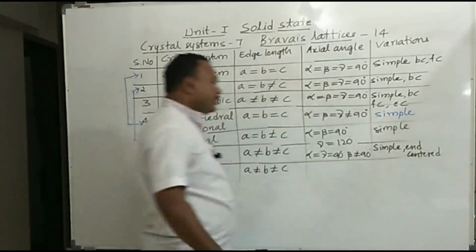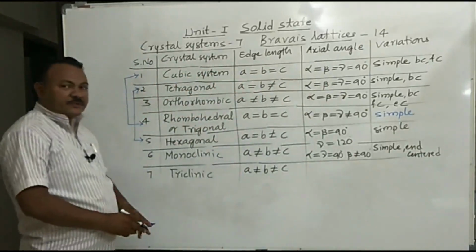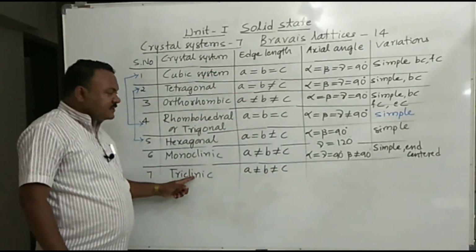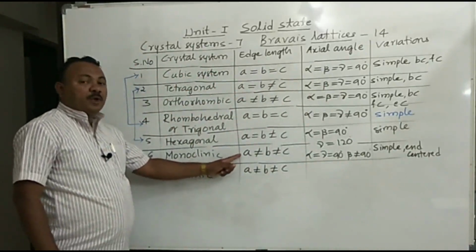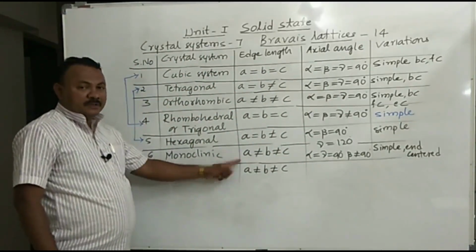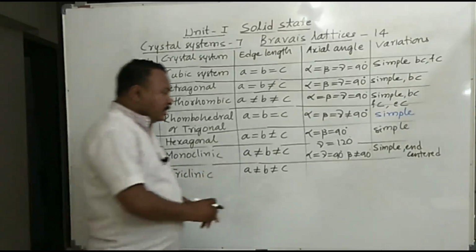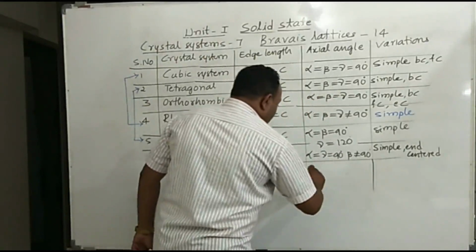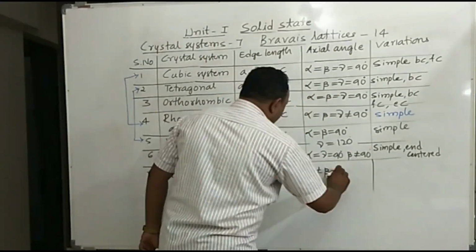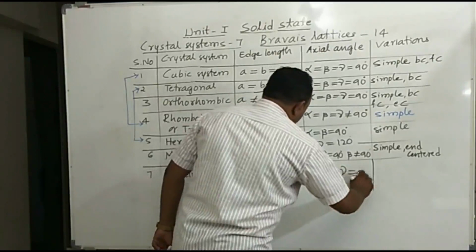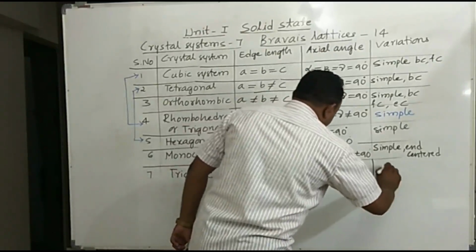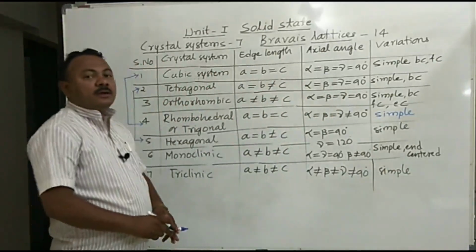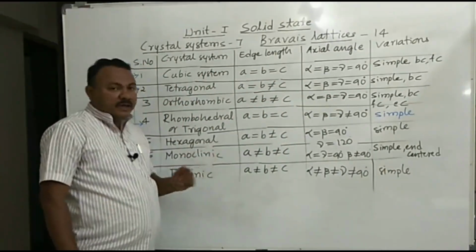Now the last type of crystal system, the triclinic system. As I told you, whenever you get the word clinic with respect to crystal system, remember all edges are going to cancel. A not equal to B not equal to C in both. This is the most unsymmetrical system. Last one, triclinic: alpha not equal to beta not equal to gamma not equal to 90. Only one variation, the simple unit cell, we are getting.